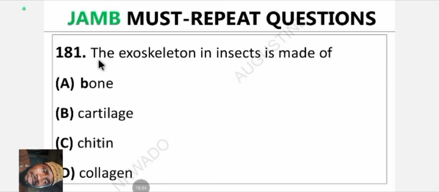Question 181. The exoskeleton in insects is made up of what? A. Bones. B. Cartilage. C. Chitin. D. Collagen. What's the answer? Drop the answer in the comment section.